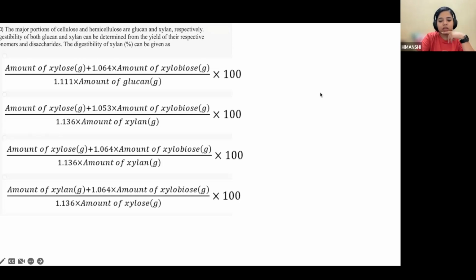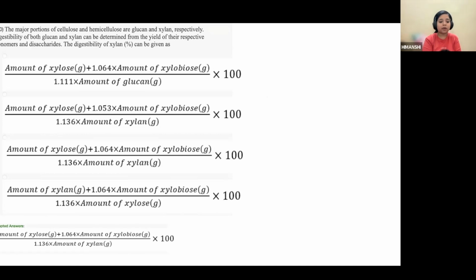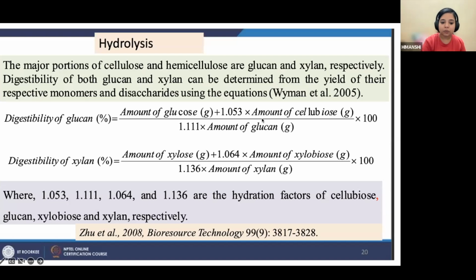Yeah, so without further ado, we can look at the answer, and the answer is amount of xylose in grams plus 1.064 times amount of xylobiose in grams divided by 1.136 times the amount of xylene in grams into 100 for the percentage, right? Even if you do not remember it, this was the slide in which it was discussed, right? You can directly see here that the digestibility of glucan and xylene are given here.